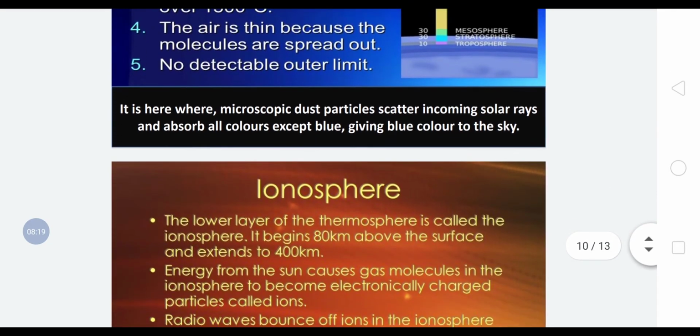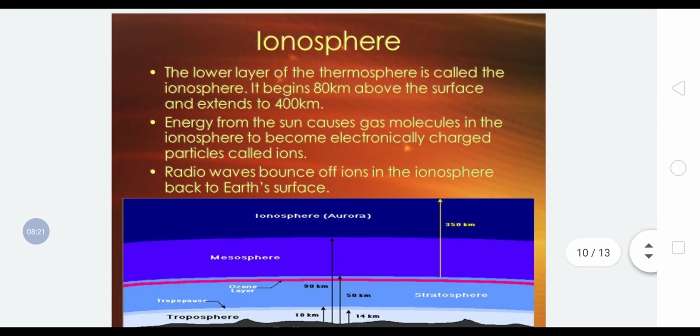फाइन. नाउ मैंने बताया दो पार्ट्स में डिवाइडेड है, आइनोस्फेयर एंड एक्सोस्फेयर. तो चलिए हम देखते हैं आइनोस्फेयर क्या करता है.